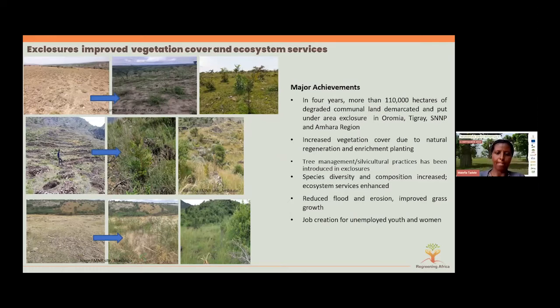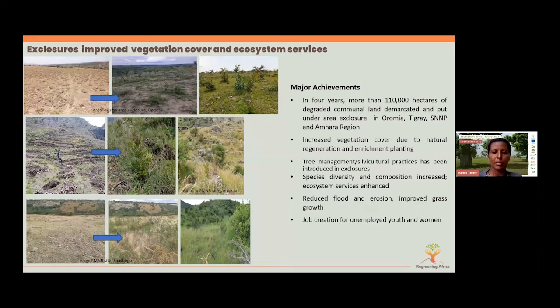We have also witnessed increased vegetation due to natural regeneration and enrichment planting. This happened because of the implementation of FMNR, enrichment planting, and other regreening practices. In addition, tree management practices were also introduced in these exclosures, and this was really a big achievement for the Regreening Africa project, because one of the main limitations of exclosures in Ethiopia was that communities were not allowed to utilize the resources in the exclosures, except cutting grass and practicing beekeeping.